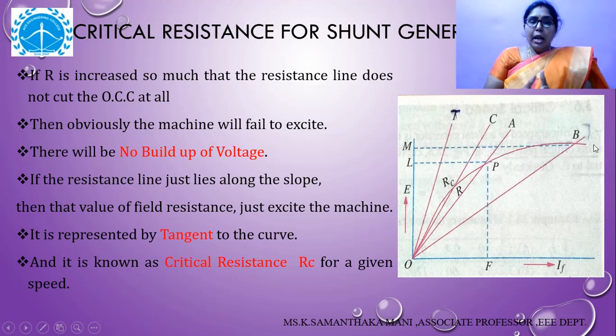Now, there are two important parameters that should be known very clearly coming to the shunt generators. Those are critical resistance and critical speed. These are very, very important concepts concerned with the shunt generator. Here, I would like to define what the critical resistance is. Till now, we have seen what the OCC is. From the OCC, we can calculate the critical resistance.